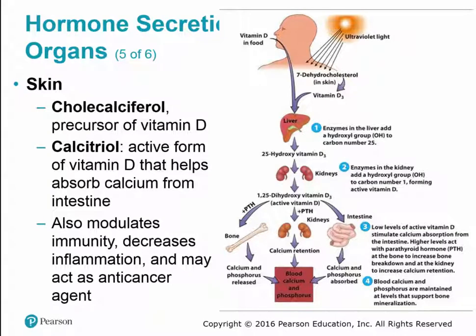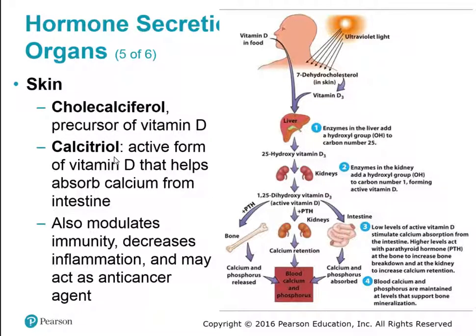The skin can also produce two important hormones. Kind of like hormones, we call it vitamin D though. Cholecalciferol is the precursor to vitamin D. That's why we say you need sunlight for vitamin D. UV radiation is going to activate this precursor into the active form of vitamin D, which is also called calcitriol.